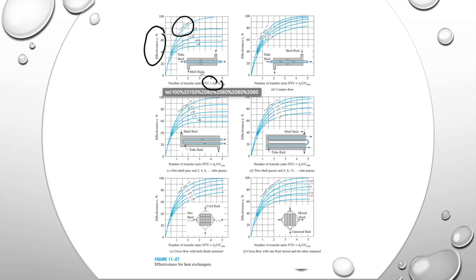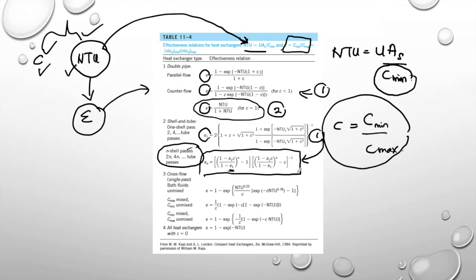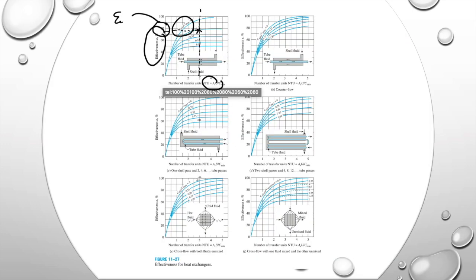So for example, you have 3, and then you draw a straight line, and you take a look at the small c value. If it is in this area, you drag your value up to this, and then find the epsilon here, the effectiveness. So this graph is the same as the table, so you do not have to worry if you do not know how to refer to 11.4. You may directly refer to this graph.